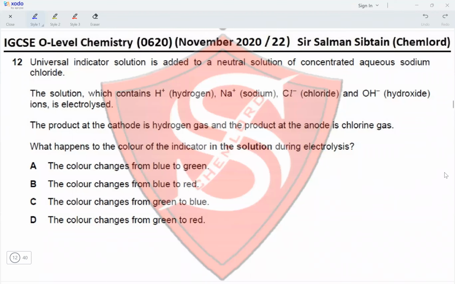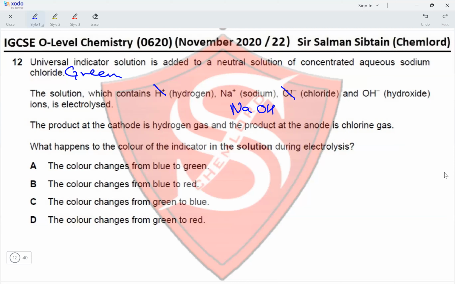Question 12. Universal indicator solution is added to a neutral solution of concentrated aqueous sodium chloride. So this would give a green color because universal indicator at neutral pH appears green. The solution which contains hydrogen H positive, Na positive, Cl negative and hydroxide OH negative ions is electrolyzed. The product at the cathode is hydrogen gas and the product at the anode is chlorine gas. So if we have chlorine and hydrogen being eliminated, we are left with Na positive and OH negative, which would produce NaOH.